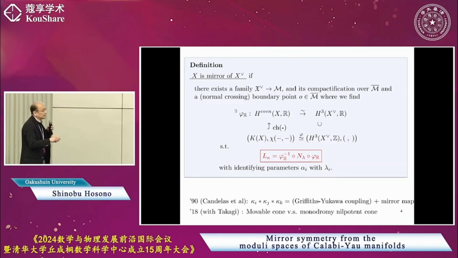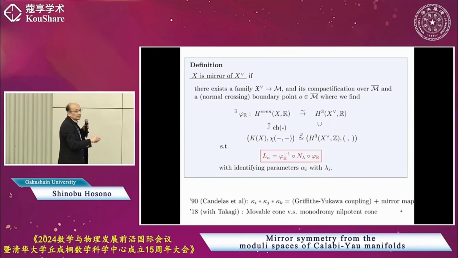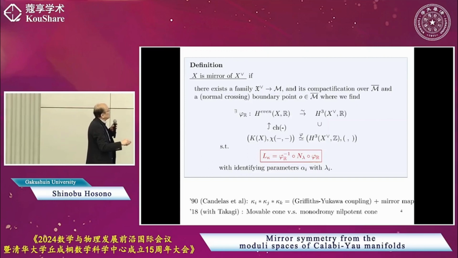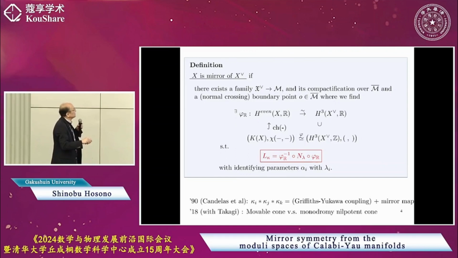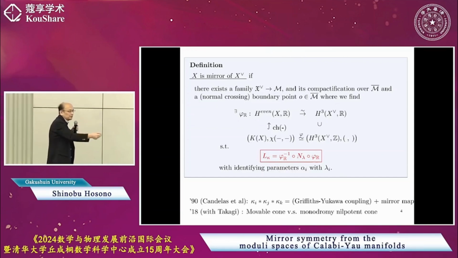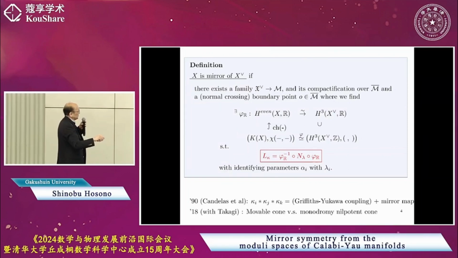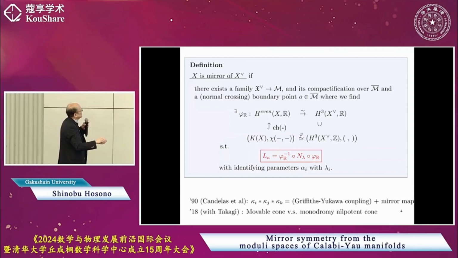That's a mirror symmetry. So based on that, here's my definition of the mirror symmetry. X is called the mirror of X check if there exists a family, as I described, and its complexification M bar, where we can find the very special boundary point. And furthermore, as I said, two nilpotent actions which are related by linear action. So here is a more precise statement. Near the boundary points, two nilpotent actions are related by linear isomorphism, H even and H3, and by conjugation, something like this.